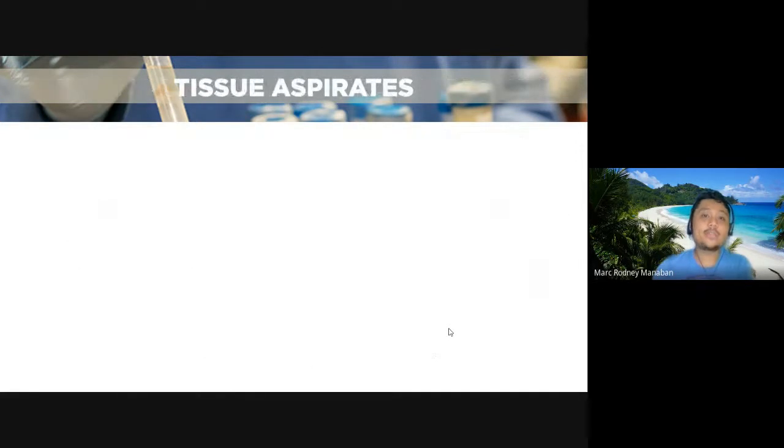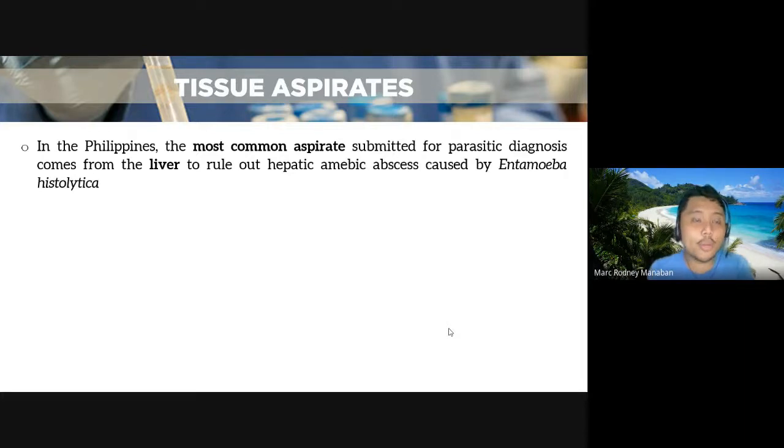Okay, all right. Next, we have tissue aspirates. So for tissue aspirates, most common in the Philippines is, of course, liver aspirate, because liver aspirate, again, is used for detection of Entamoeba histolytica in cases of hepatic amoebic abscess. So meaning, the most common site of your extra-intestinal amoebiasis is, of course, your liver. No other. So liver, that is the most common. Meaning, the amoeba has reached here, from the intestine it has reached the liver. And it causes hepatic amoebic abscess. So, most common site of extra-intestinal amoebiasis, no other, is your liver. That's also common in the Philippines, most common because, again, amoebiasis is endemic here.